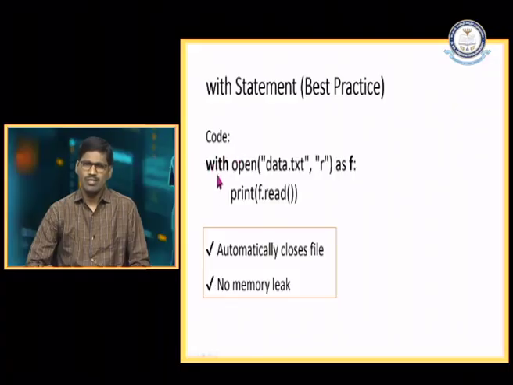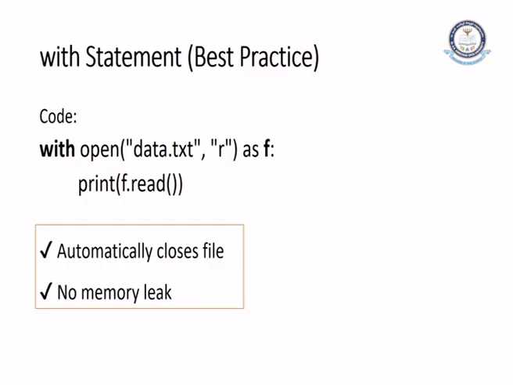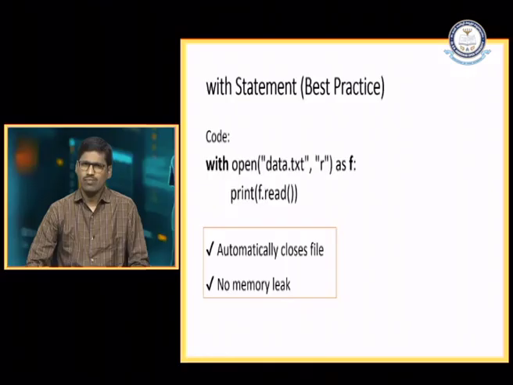with is a keyword, you must write it in lowercase letters only. open is a predefined function, with the file you want to work with, comma, and the mode in which you want to work with that file. We already implemented this, but what's new here is as. as is a keyword, as f, whatever reference we are giving to that file we need to write here as f. Then print f.read, already we covered, read is a method that is used to read the content from the file. So the content of the file will be printed on the screen.